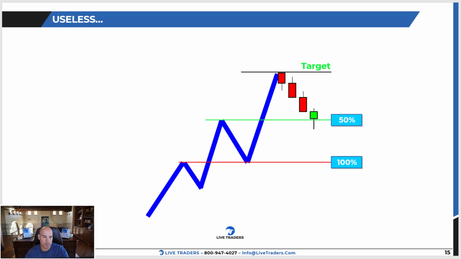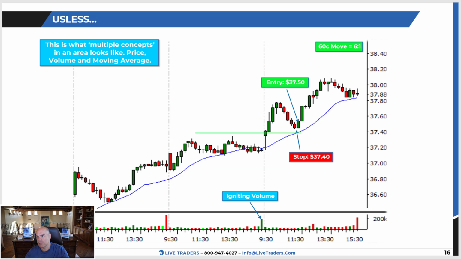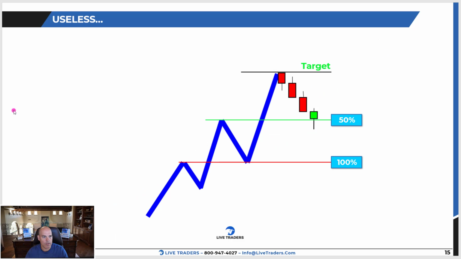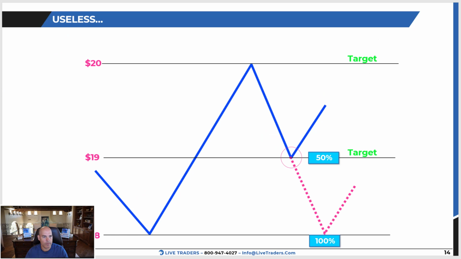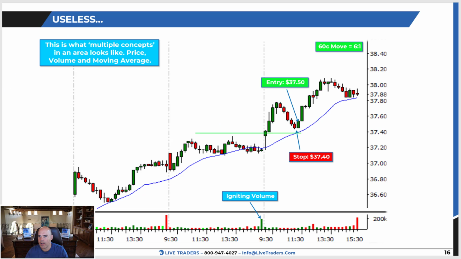Okay? Oh my goodness, but what do you mean? Jared, this chart's not worthless. This chart's bankable, right? 10 cent stop loss and the thing went 60 cents. That's 6 to 1, my man. This is what multiple concepts in an area look like. Price, volume, moving averages. Worthless. Absolutely useless. Did I do that on all three? No, I didn't. I only did it on that one. It's useless. Okay?